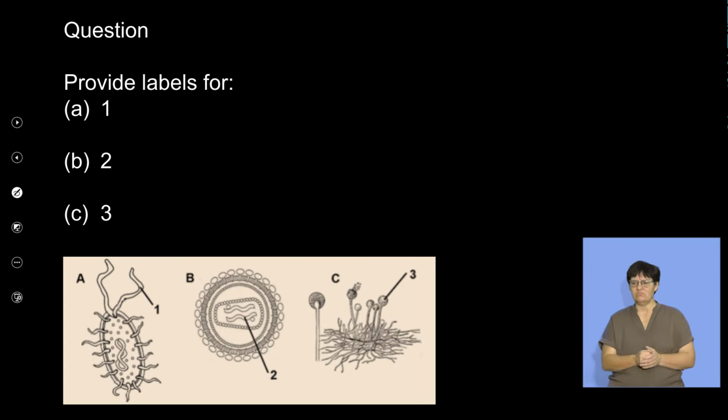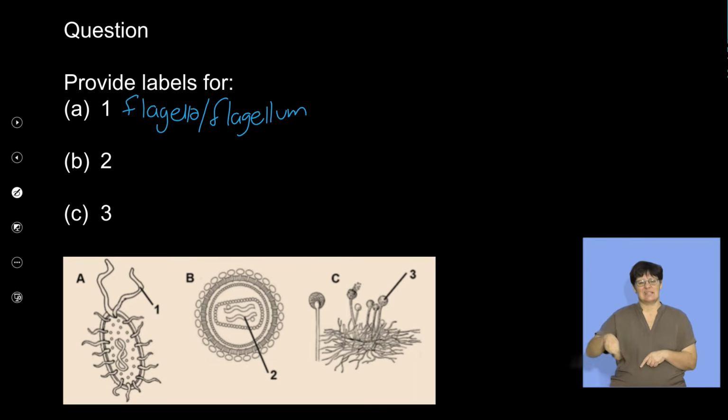Now, studying question, provide labels for one. Number 1 is our bacterium, and that is a flagella or a flagellum. You can use either. And that is the tail. Try not to use tail because that's not the correct one. Number 2, as we said, this is a virus. So let's just put here bacteria.